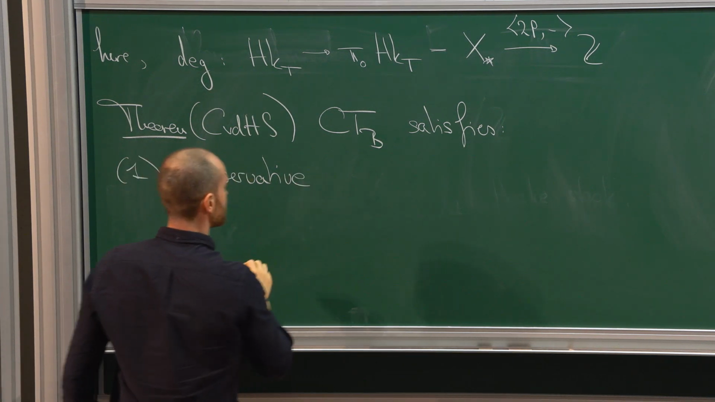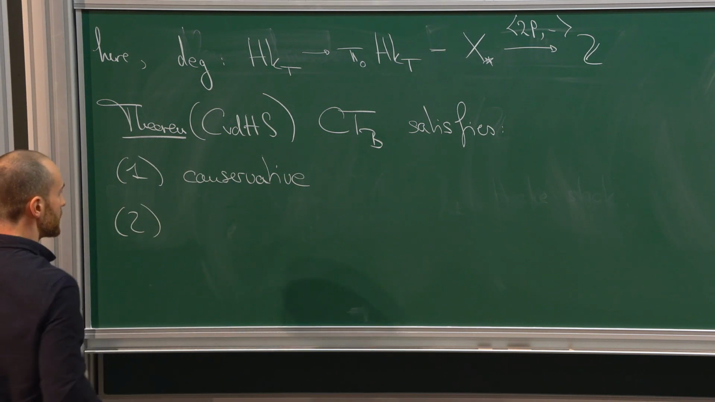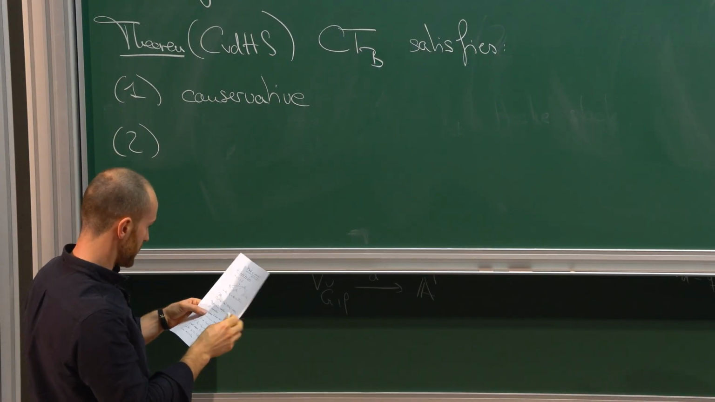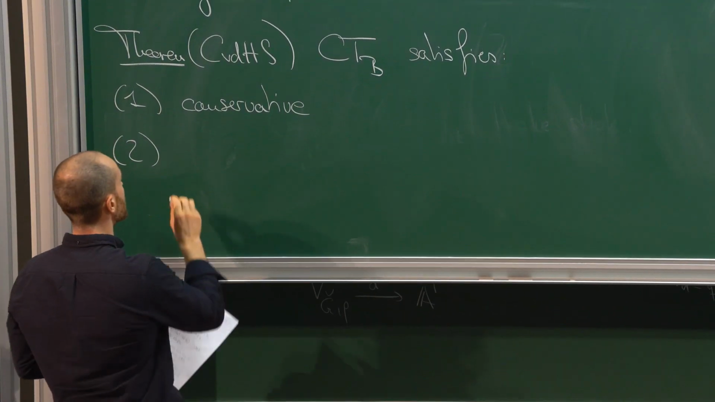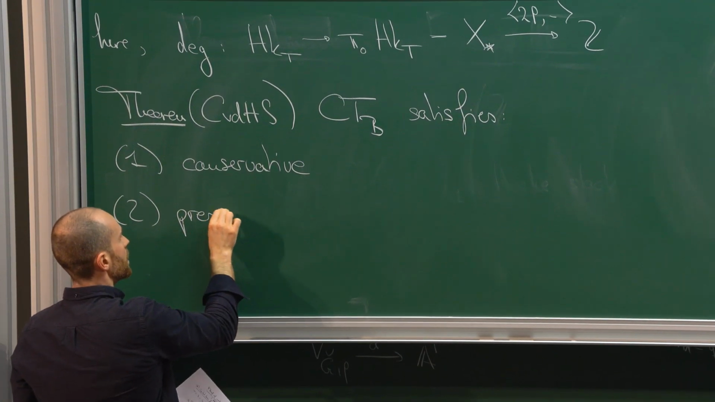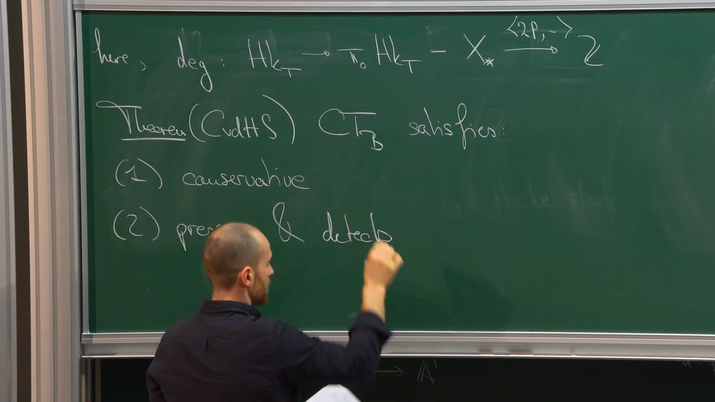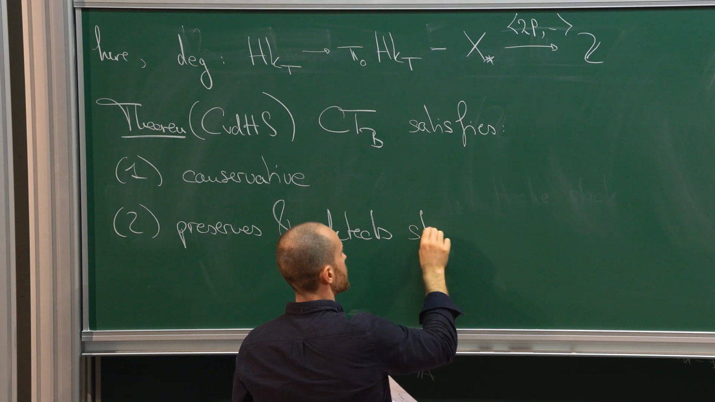It's conservative. 2. So it reflects isomorphisms, or you can detect when an object is 0. It also preserves and detects stratified Tate motifs.